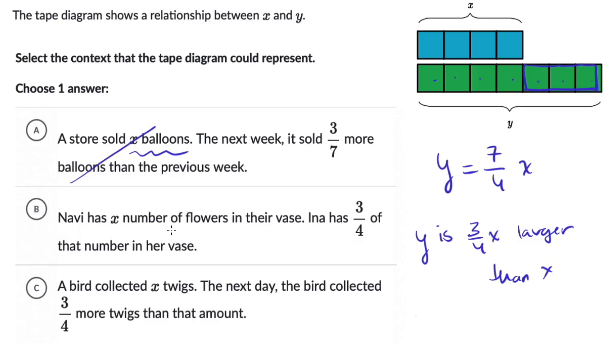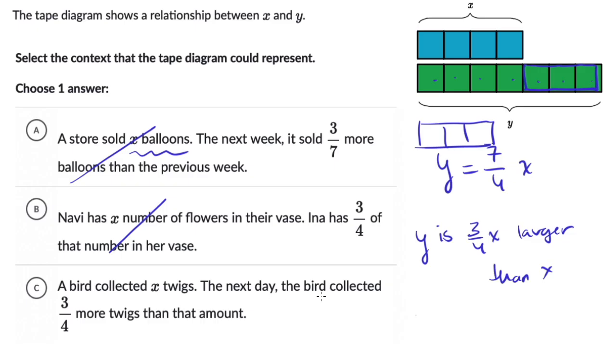Navi has X number of flowers in their vase. Ina has 3/4 of the number in her vase. Well, that would be if we saw something else that was like this. That would be Ina, but I don't think that choice makes sense. So hopefully it's C.